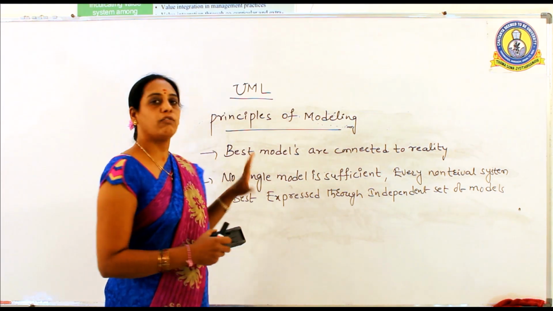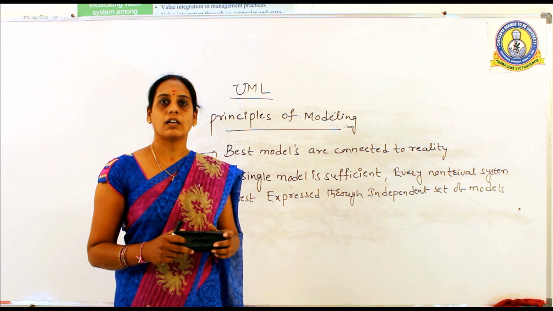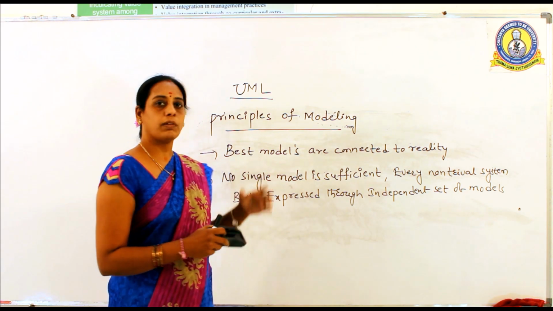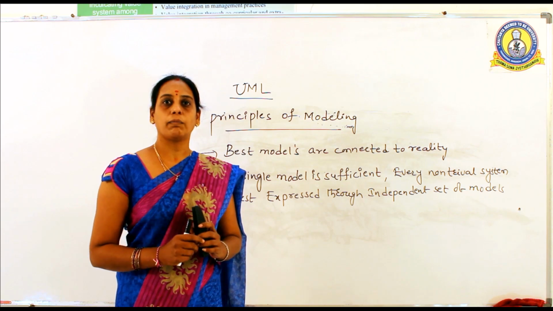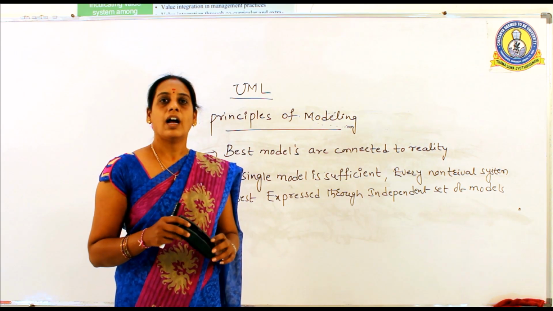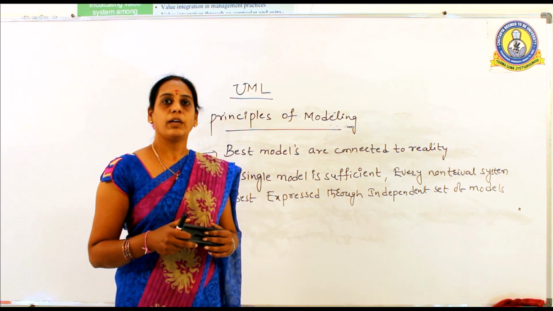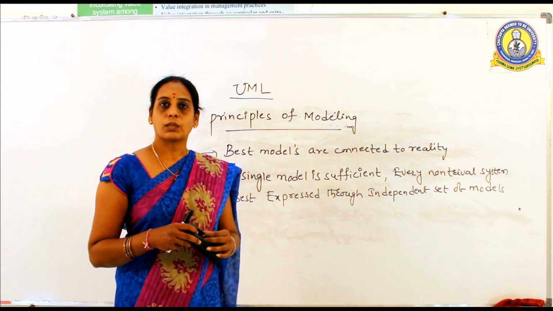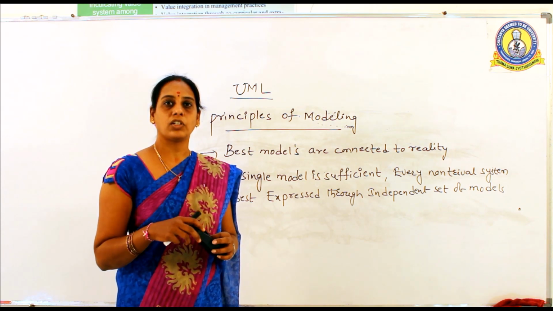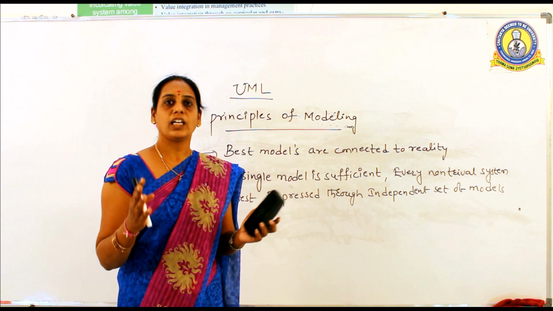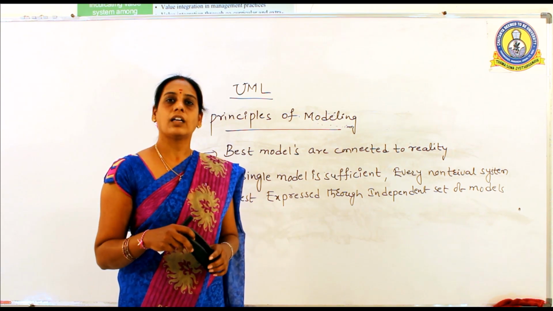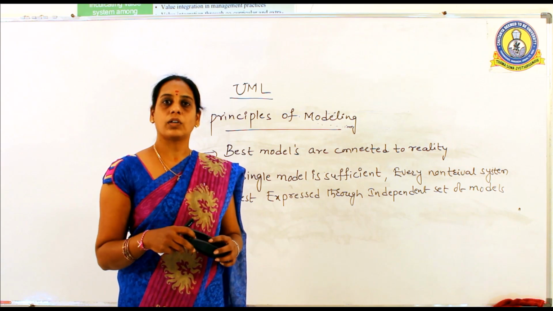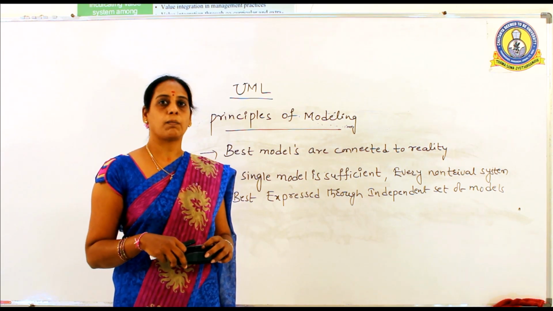These are the four basic principles of modeling. First principle, you have to choose the models well, then only you will develop the correct software application. And second principle, every model should be best expressed at different levels of precision. That means you can develop the models in detailed way or in overall view also you can give the models for software applications.